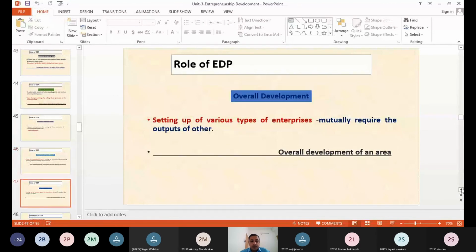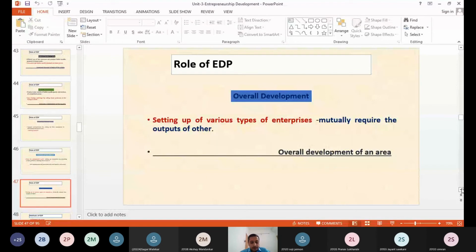Then overall development of the areas. Setting up all these various types of enterprises can help setting up different industries, enterprises as well as some ancillary industries which are supportive to the main industries, thereby mutually requiring the outputs of each other. There may be different industries which may be requiring the output of each other, and that is how setting up industries in different backward areas can help overall development of particular area.